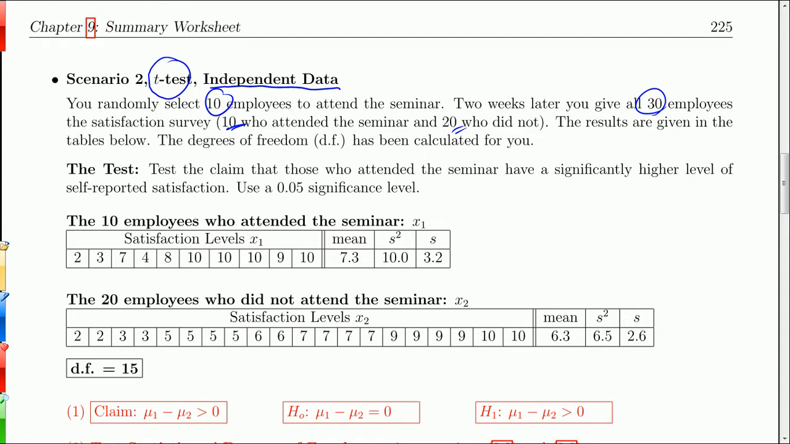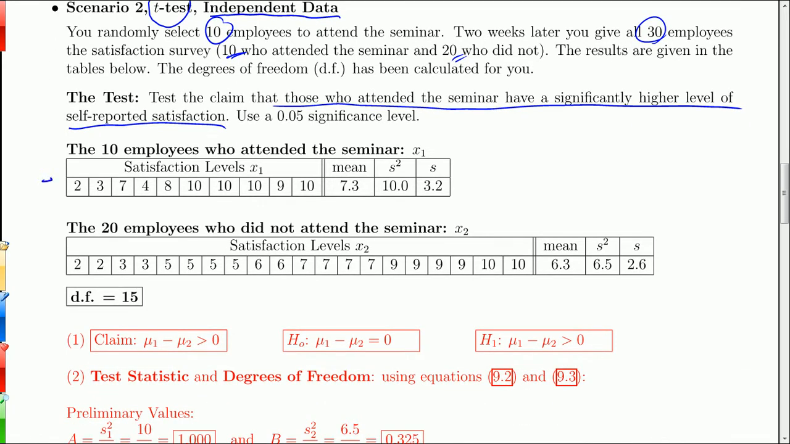The degrees of freedom has been calculated so that you don't have to go through that messy formula if you're doing these by hand. So we're going to test the claim that those who attended the seminar have a significantly higher level of self-reported satisfaction. Right? And so here's the data. From the 10 who attended the seminar, the mean is 7.3. From the 20 who did not attend the seminar, the mean is 6.3. So upon initial investigation, the mean level of satisfaction for those who attended is 1 unit higher than those who did not.